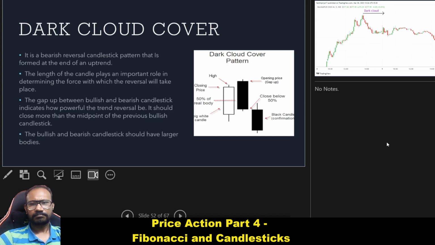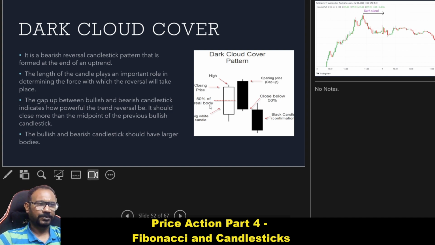dark cloud. A dark cloud is a three candle pattern where, this is the thing that you need to know, it forms on an uptrend. This is a bullish candle, white candle, and then the next candle breaks the middle of this candle, and the third candle breaks the low of this candle, and then the market comes down. This is a very strong indicator of fierce reversal on the bearish side.